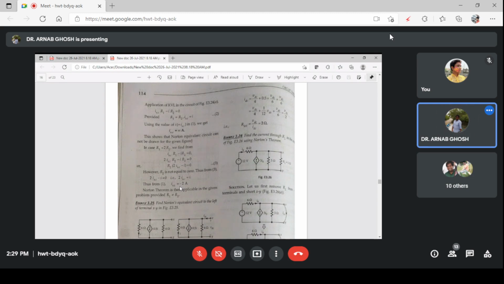Okay, so if you are okay with this problem, we will move on in the presentation to problem 3.26, where you are having a voltage source and a current source. Move on to 3.26, right?